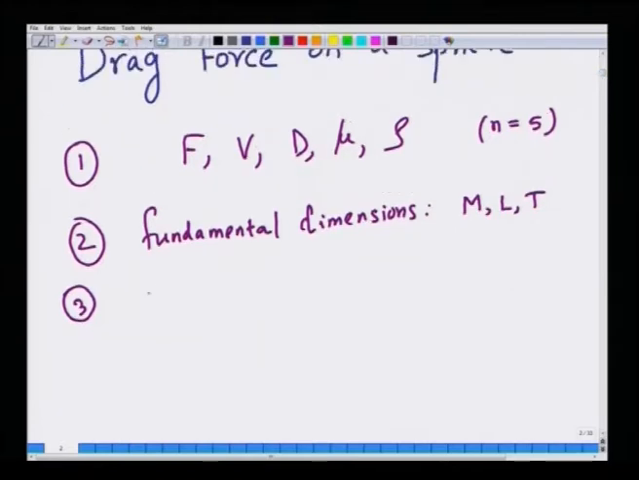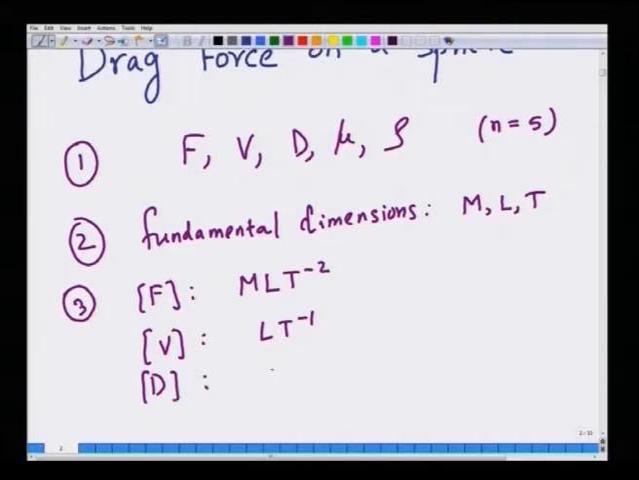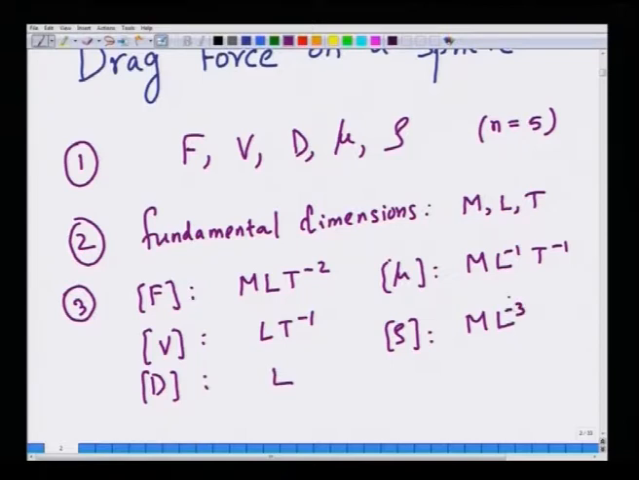Well, the dimensions of force is mass times acceleration. The dimensions of velocity is length by time. The dimensions of the diameter of the sphere is simply length. The dimensions of viscosity, as we have seen, is m times inverse length times inverse time. And finally the dimensions of density is mass per volume, it's m l to the minus 3.